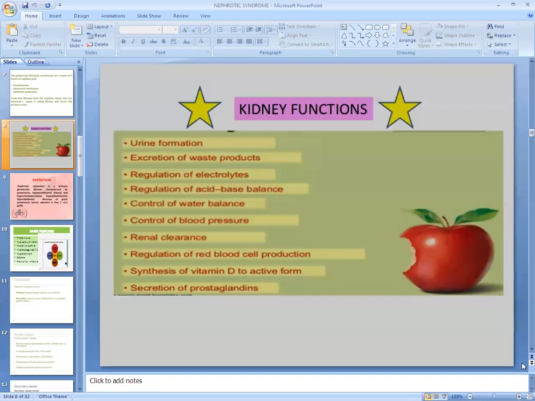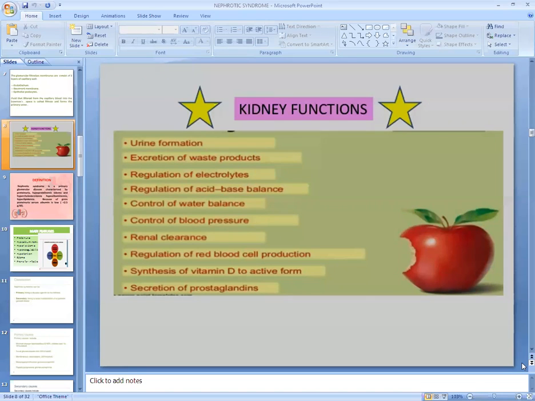Regulation of the electrolyte level in the body, regulation of acid-base balance, then control of water balance, then control of blood pressure by secreting renin and the RAS system, then clearance of drugs and toxins, as it is an excretory system. Then regulation of RBC production by secreting erythropoietin. Without erythropoietin, there is no red cell production; it is a hemopoietic growth factor.